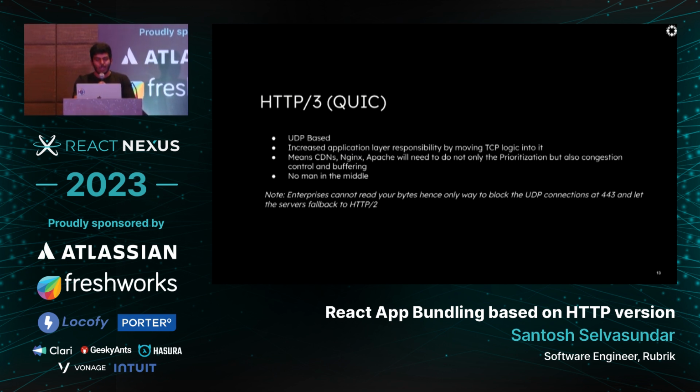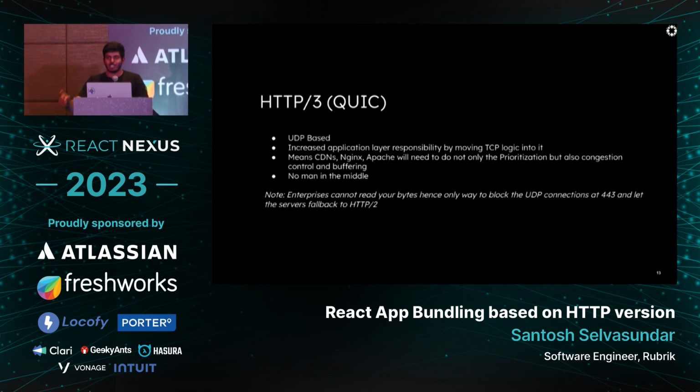Just check it out. And HTTP 3, how would this come to a conclusion without talking about HTTP 3, which is a hot cake now, right? So basically, we moved towards a UDP-based connection and increased application layer responsibility, moving the TCP congestion control and everything there, right? So when you use CDNs or Nginx, Apache, you would not only take care of the prioritization stuff, but also the congestion control and buffering and all these things.